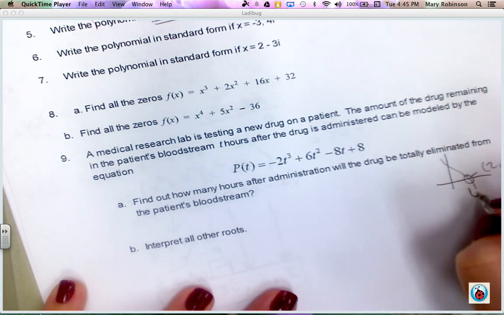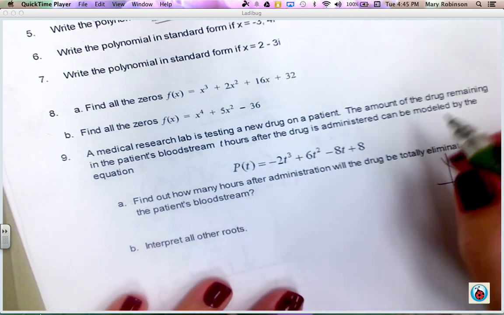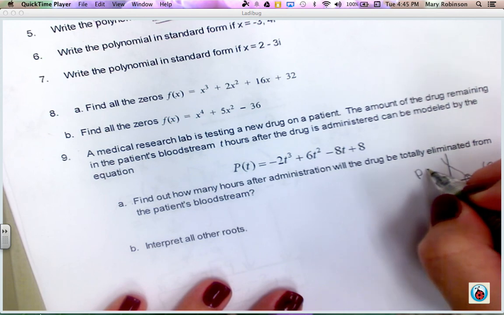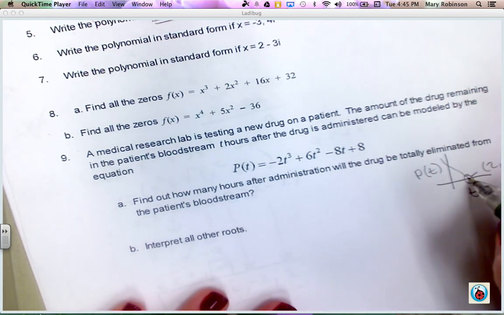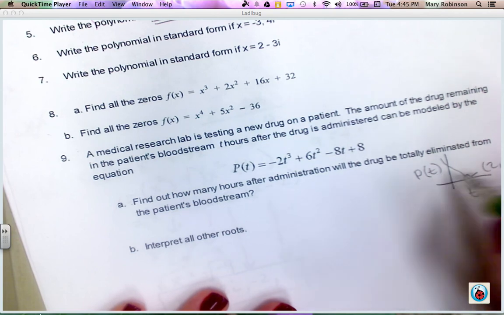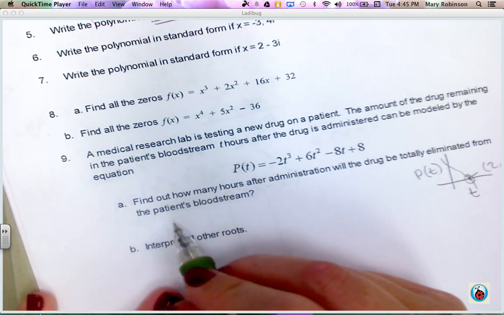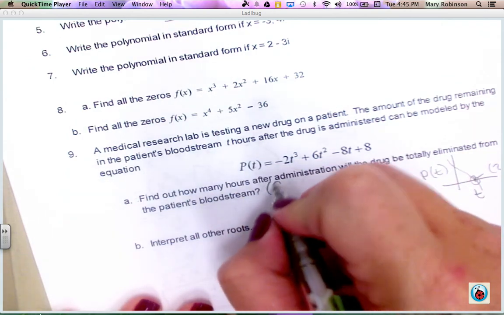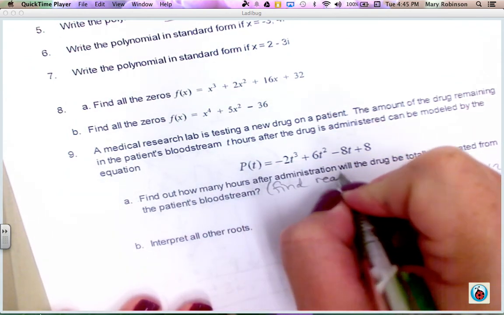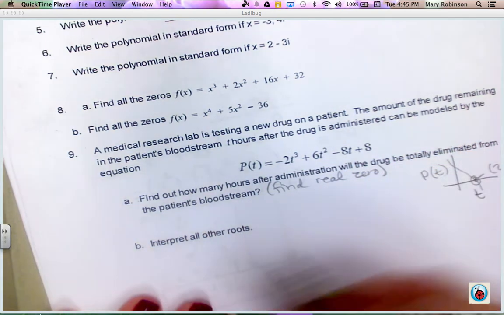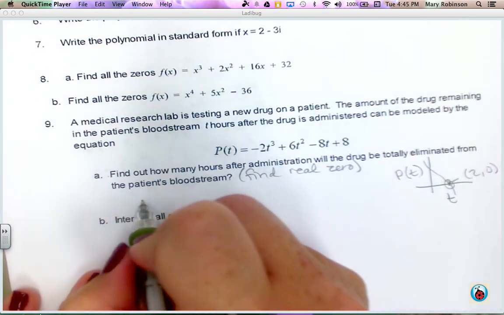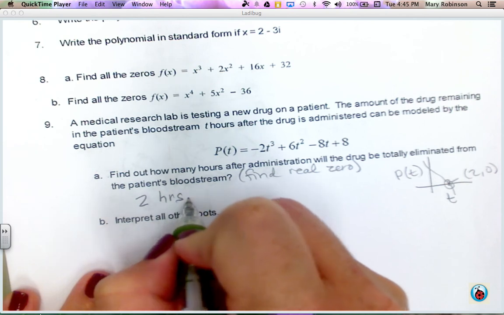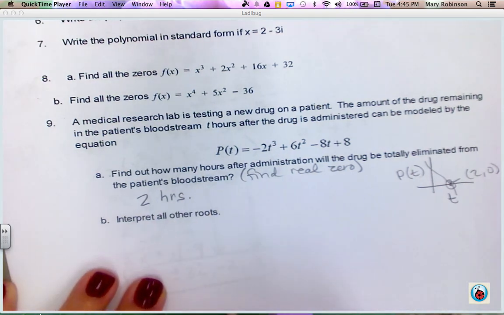So remember, time is here on that x-axis, and the amount of drug within the system is P of T. So that means after 2 hours, there is nothing left in the system. Okay? So all you need to do is find the real 0. And if it crosses at 2, that means that it will be totally eliminated from the patient's bloodstream in 2 hours. Then it says interpret all other roots.